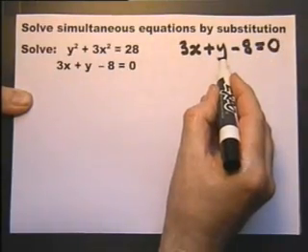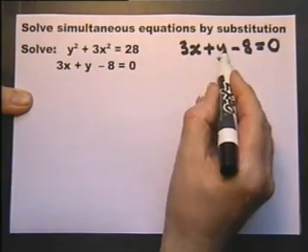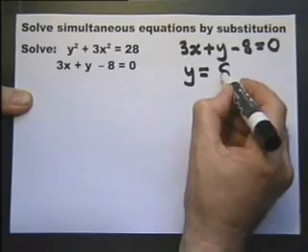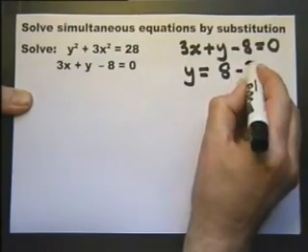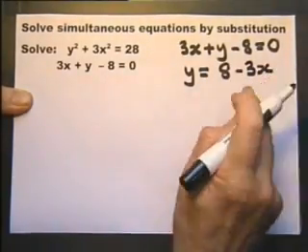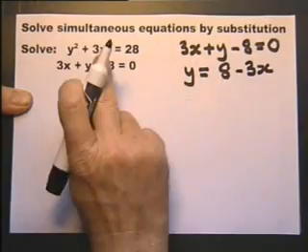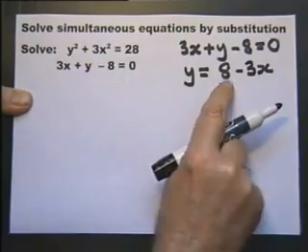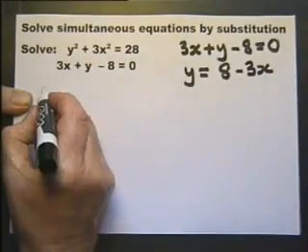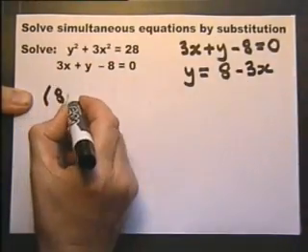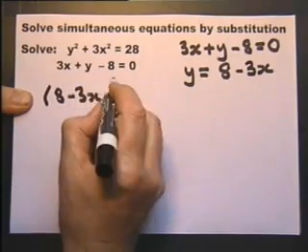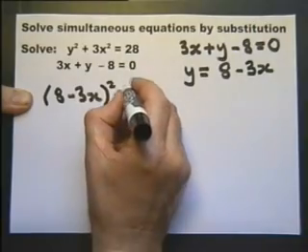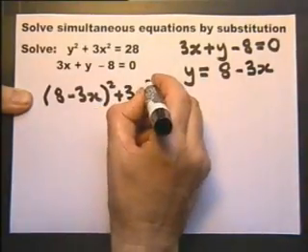But as I say, in my case, I think I'll make y the subject of this by adding 8 to both sides and subtracting 3x from both sides. Now I'm going to substitute this value of y into this first equation. So instead of y squared, I'm going to write the term 8 minus 3x all squared plus the 3x squared equals 28.